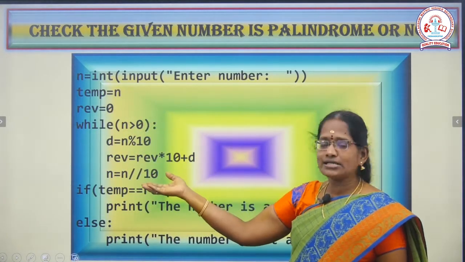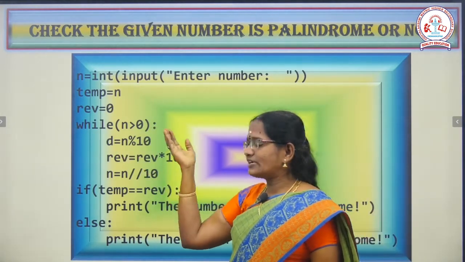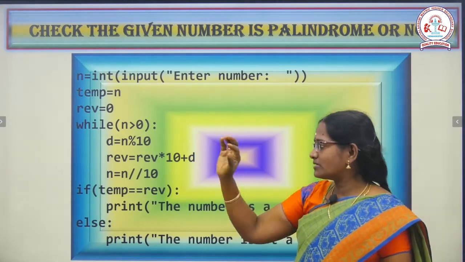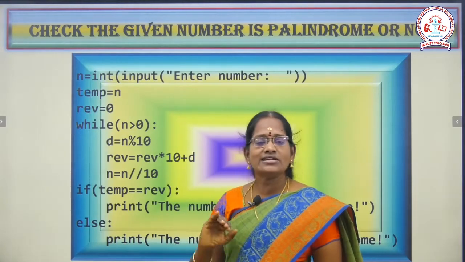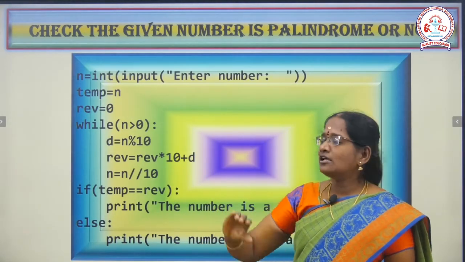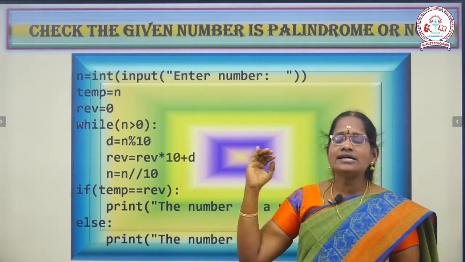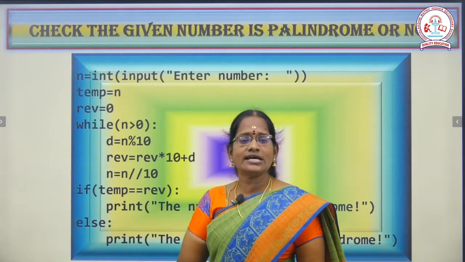Again the loop started. In this place you start with n mod 10. That value produces a result, and that particular result is stored in the D variable. Again, in the next step, reverse is equal to reverse into 10 plus D. So the first remainder value is stored in the ones place, the second remainder value is stored in the 10th place, and the third value is stored in the 100th place.